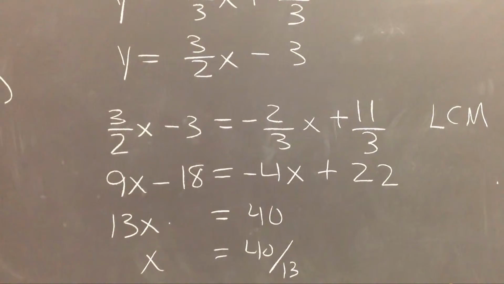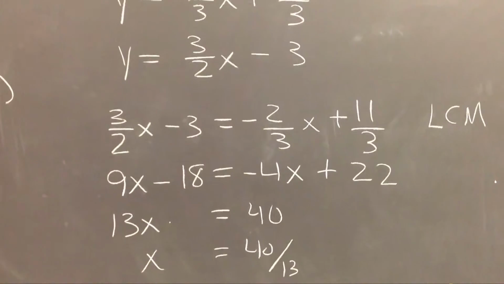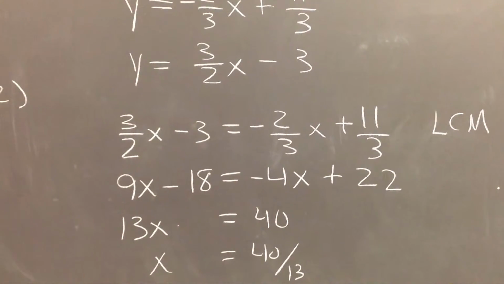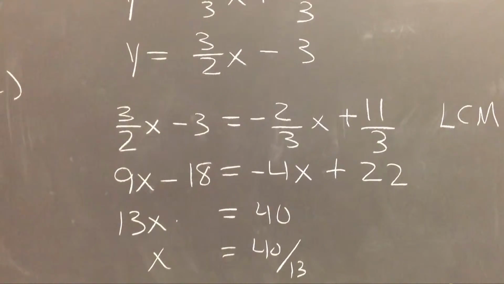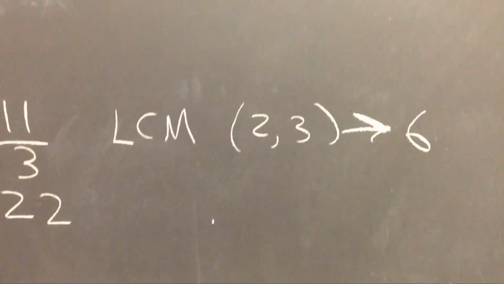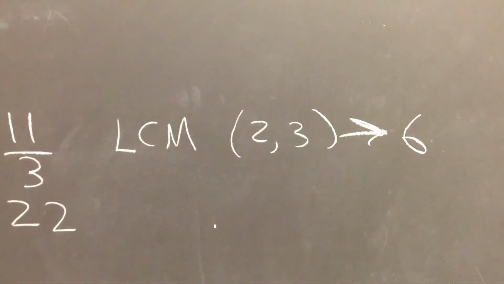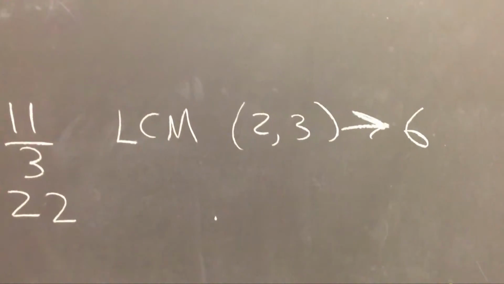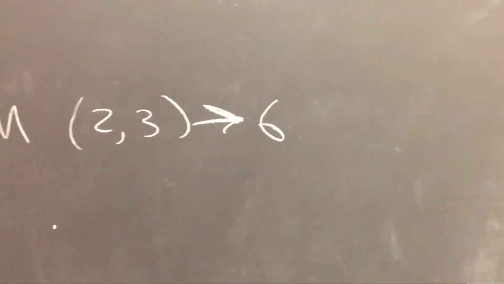Now, to make my life easy when I deal with fractions, I notice that my denominators are 2 and 3. And if I can get rid of denominators, life becomes way easier. So I use a little concept known as the LCM, the least common multiple. The least common multiple is the smallest number that both 2 and 3 divide into nicely. And that number is 6.